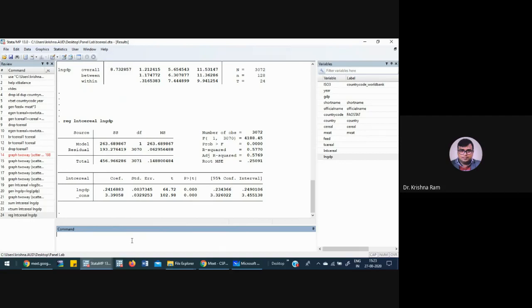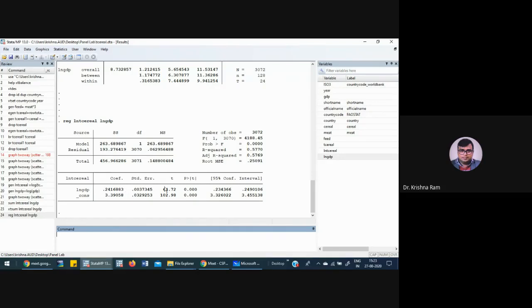implicitly assuming that all cross-sectional observations are independent from each other. So in this case, we are getting R square equal to 0.57. That means 57% variation in total cereal consumption is explained by income only. So more than half of the variation is explained by a single explanatory variable, which is income.